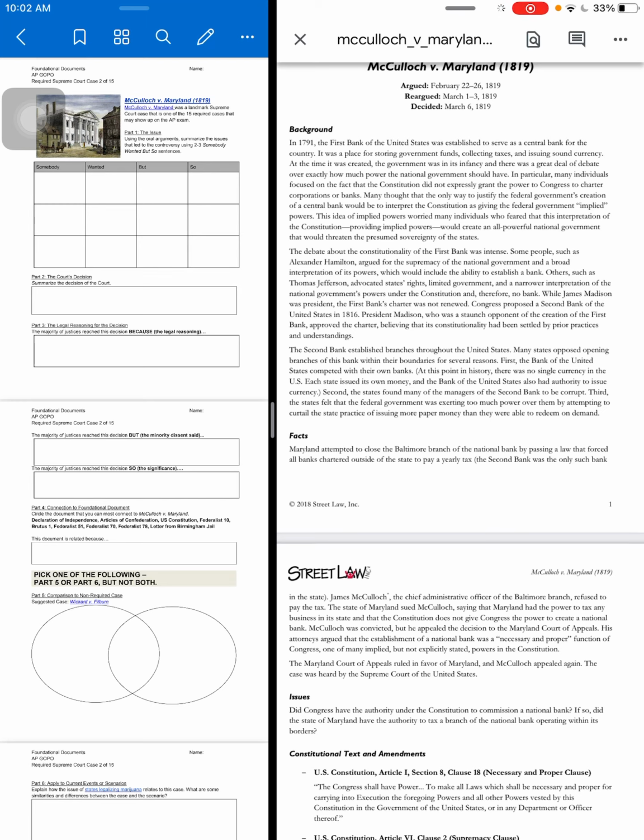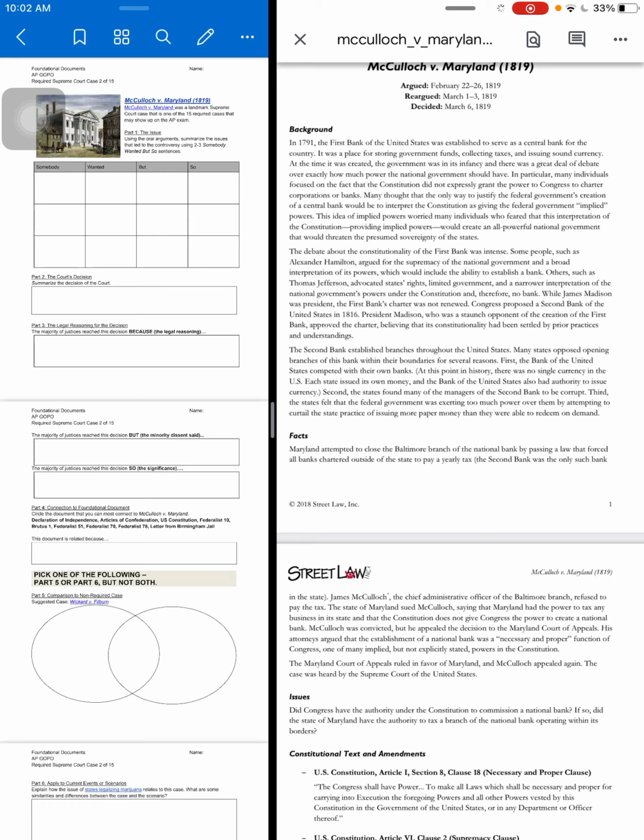While James Madison was president, the first bank's charter was not renewed. Congress proposed the Second Bank of the United States in 1816. President Madison, who was a staunch opponent of the creation of the first bank, approved the charter, believing that its constitutionality had been settled by prior practices and understanding. The Second Bank established branches throughout the United States.